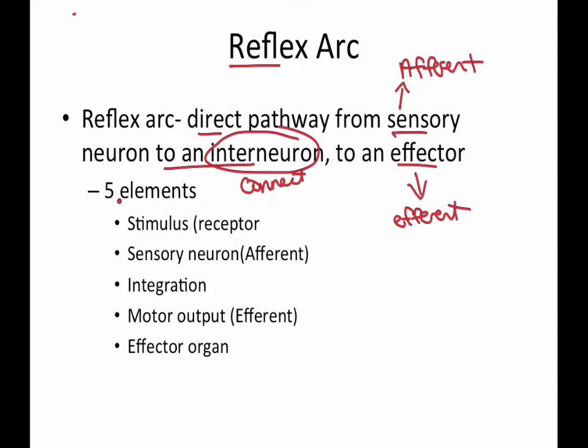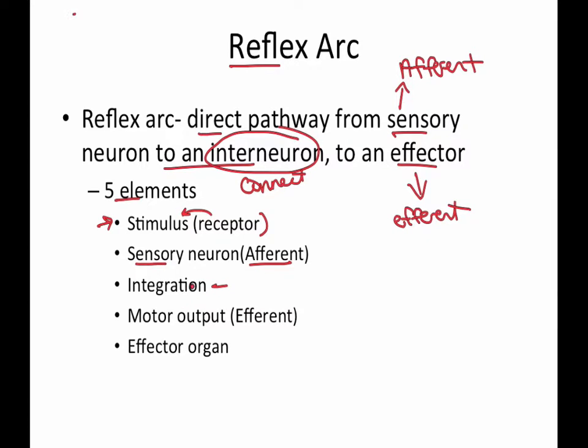There are five major elements for a reflex arc to occur. We're going to have the stimulus first. The stimulus is going to activate whatever the receptor is, so whatever picks up on the stimulus. From there, they're going to send a message along an afferent pathway or via a sensory neuron.